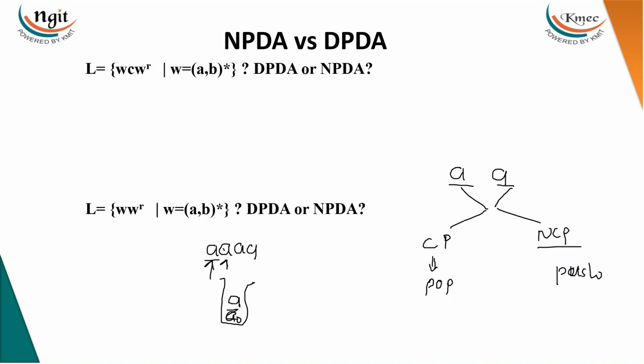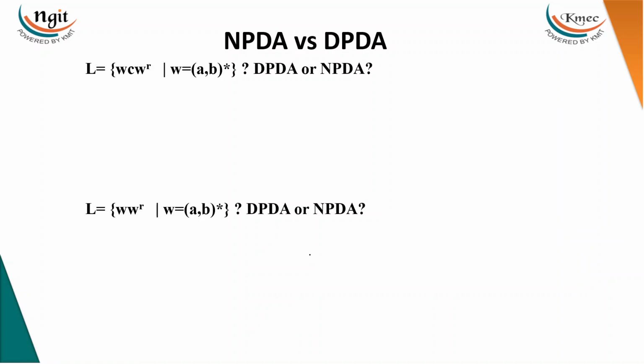Both are same. Then you have to assume two cases. One case, you assume that this is not a center point and push it. In another case, you assume that that is a center point and you have to pop out. Same way here. Both are same. In another case, you assume that this is not a center point, push it. In another case, you have to assume that this is a center point and you have to pop out. If you do like that, then if any one case reaches the final, then we can say that it is accepted by the PDA. Right?